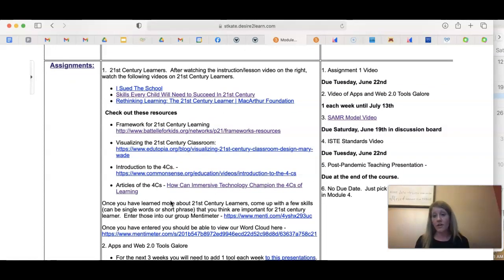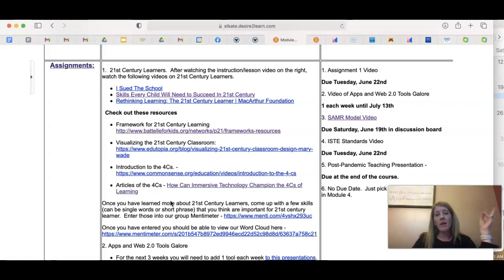So once you feel like you have a good understanding of what a 21st century learner is, what we are talking about when we talk about a 21st century learner, then I want you to come up with a few short words or phrases that you think are the most important. So if I think a communicator is the most important, then I would pick that first. If I think a global contributor is another really important one, I pick that.